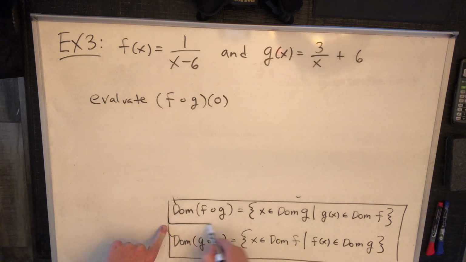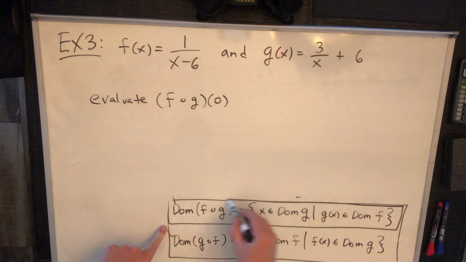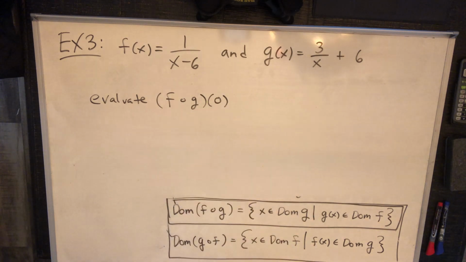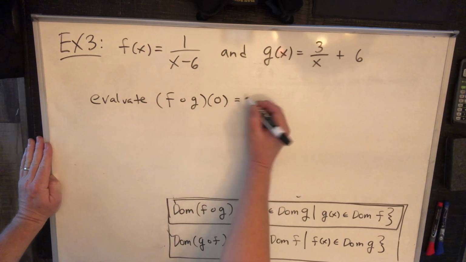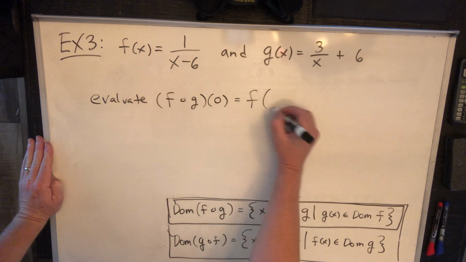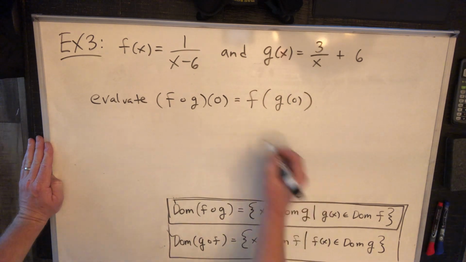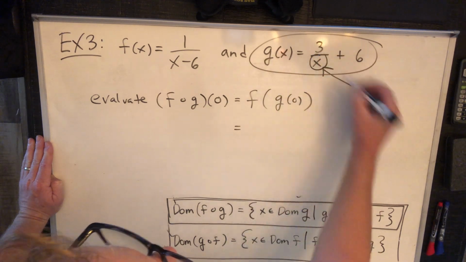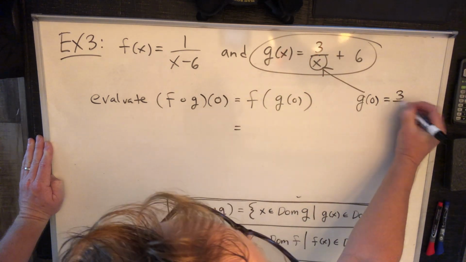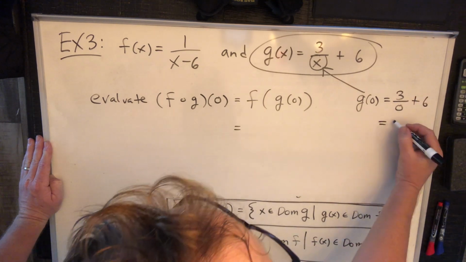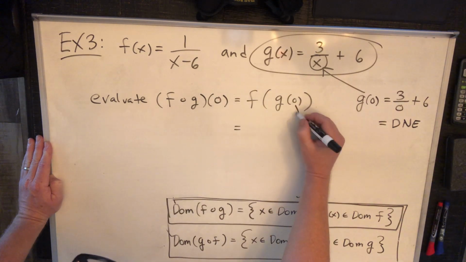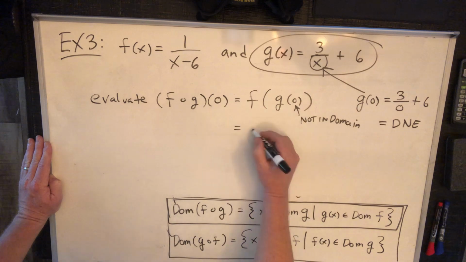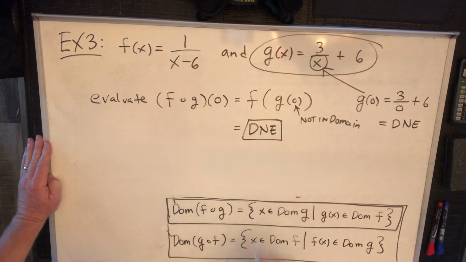So we're looking at this f∘g. 0 must be in the domain in order to evaluate it. So if we try to evaluate g of 0, we immediately notice that g of 0 is 3 over 0 plus 6, which does not exist. So this means that 0 is not in the domain, and so this result does not exist.